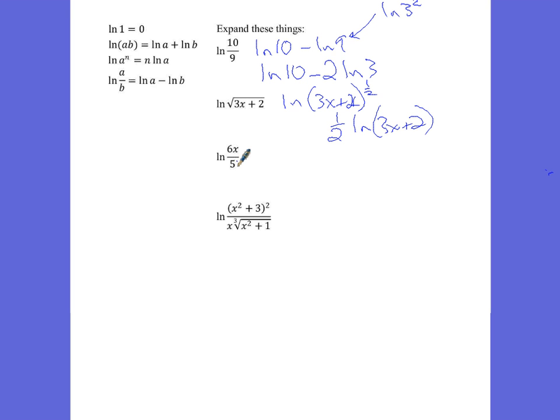Yeah. Take care of the obvious thing first. So we have natural log 6x minus natural log 5. Is there anything else I can do? Right. Now that I've done this, this is just multiplication of 2 things. So I have what? Good. Okay. So I guess those were the easy ones. Now let's do the last one.